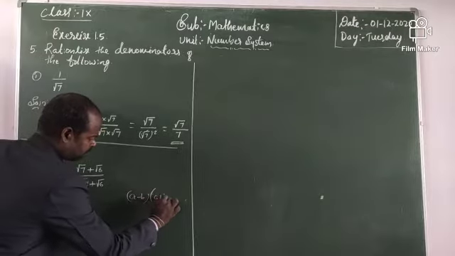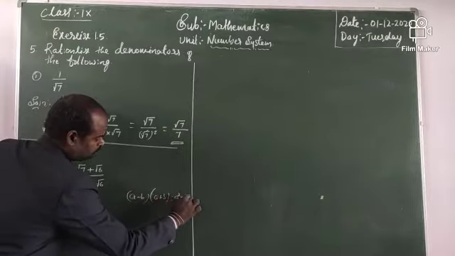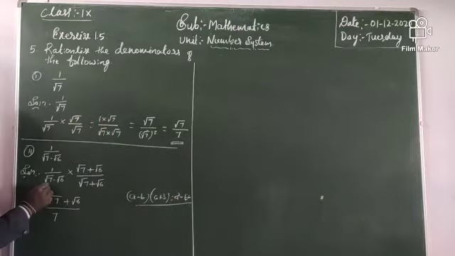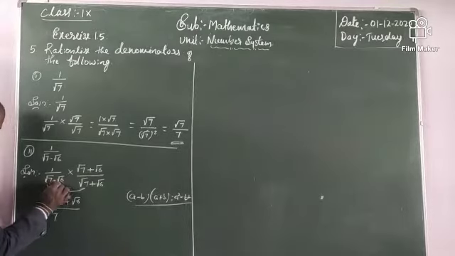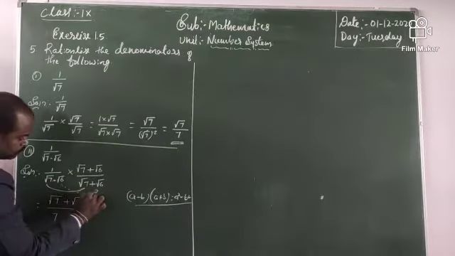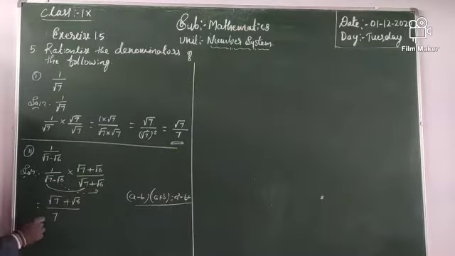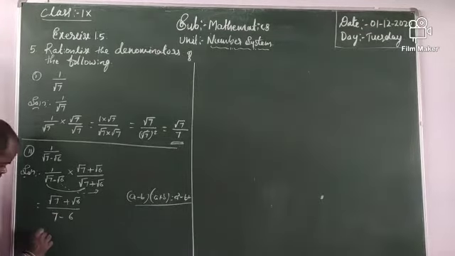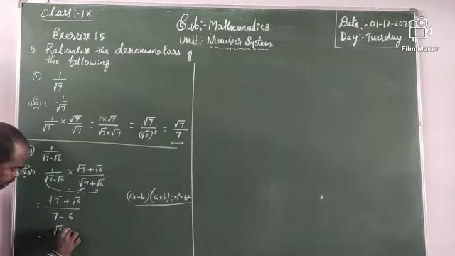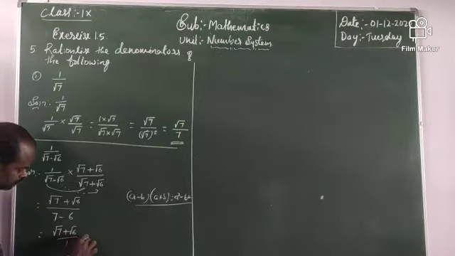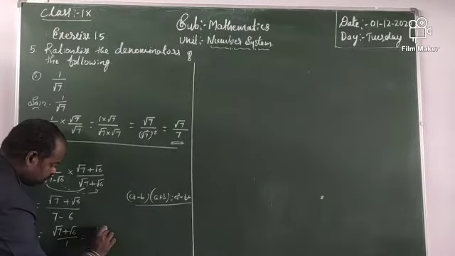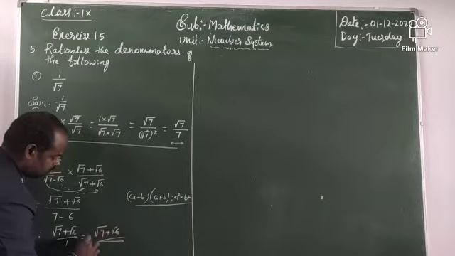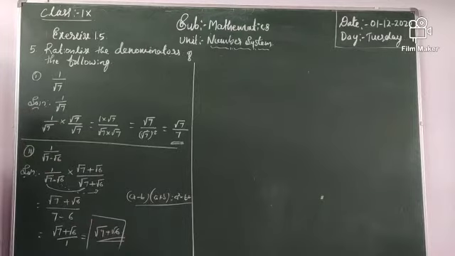(a minus b) into (a plus b) is equal to a square minus b square. Combination of this: a goes in the form of root a, b in the form of root 6. Therefore, 7 minus 6, which is equal to root 7 plus root 6 by 1. It's also equal to root 7 plus root 6. This is your answer. Okay, children.